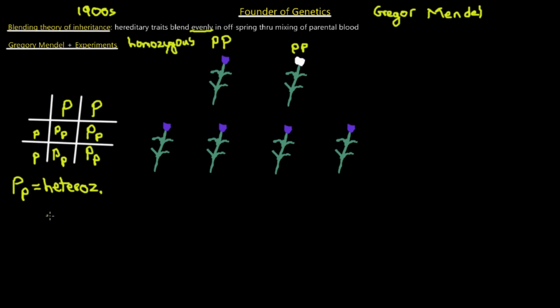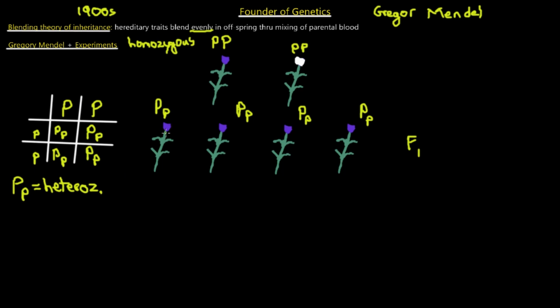This is homozygous. And of course, all of these offspring in the first generation, so this is F1, this is the first generation of offspring, they're all going to be heterozygous. So this one is heterozygous, this one is heterozygous, this one is heterozygous, and this one is heterozygous. As you can see, there is 100% chance of the offspring being heterozygous, as shown here.